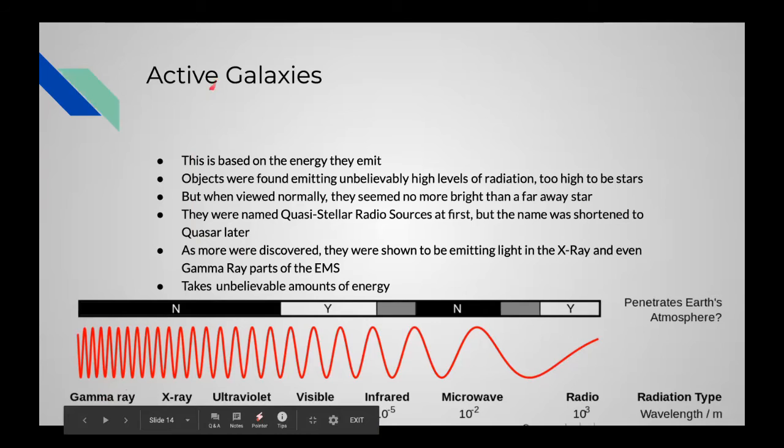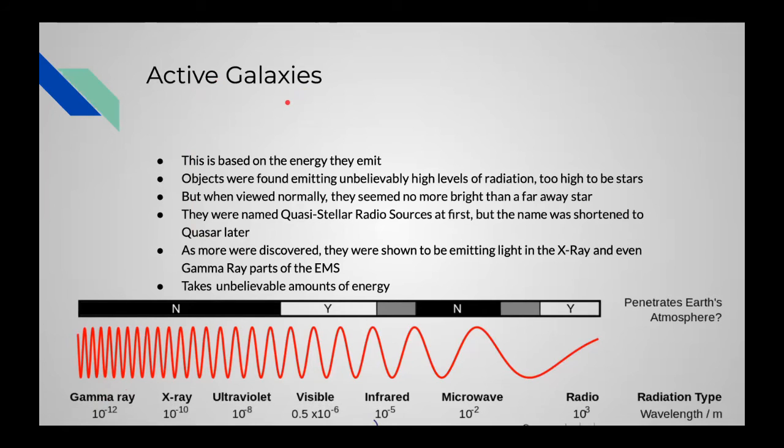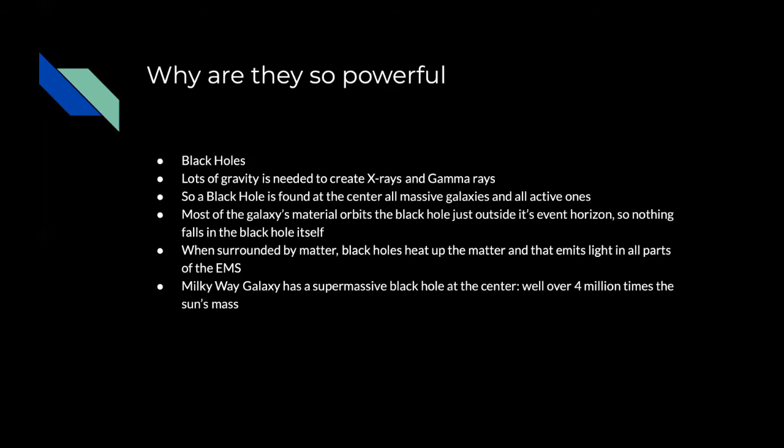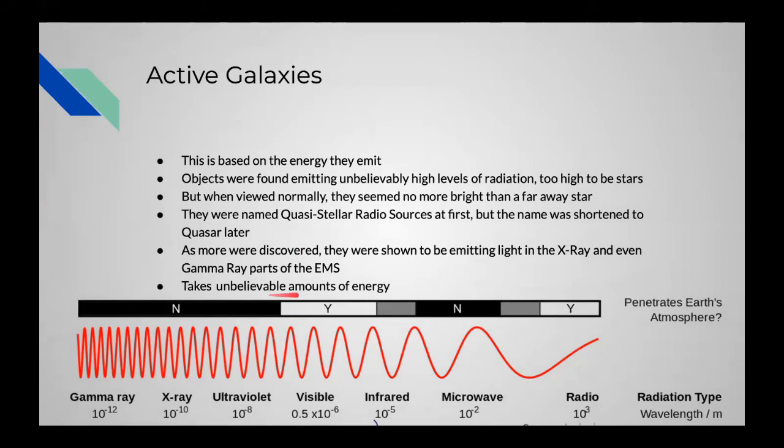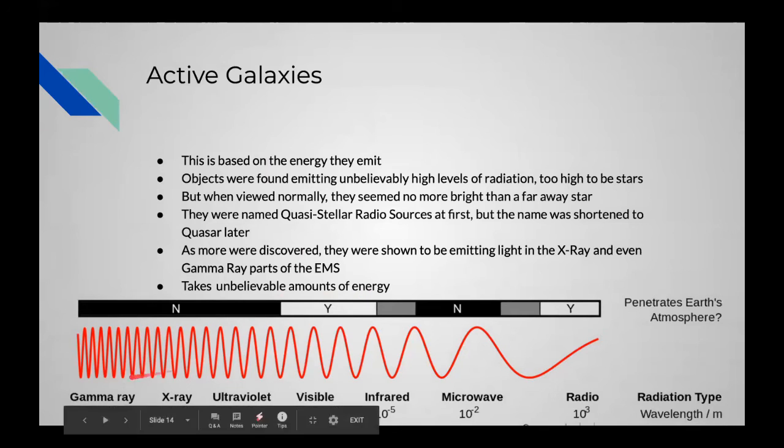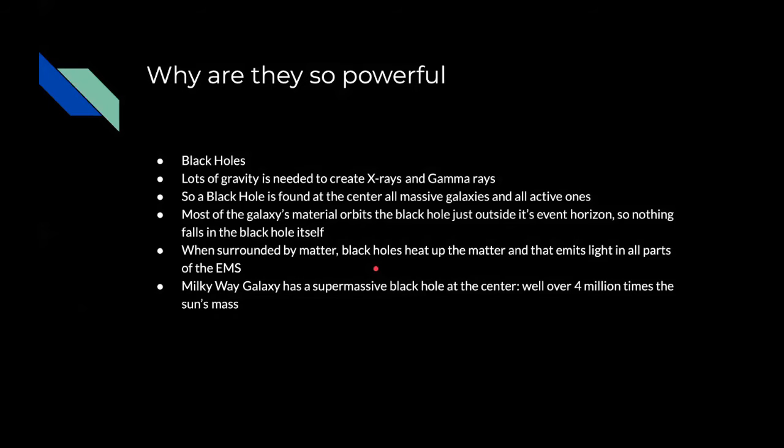And these were later found to be galaxies. But the thing is that they're so powerful that they literally have black holes in them. Because of the amount of energy required, it meant that the gravity of these galaxies must have been incredible. I mean, you need a lot of gravity to create gamma rays, X-rays, and so on. And in order to do that, well, look at black holes. Like I said, you need a lot of gravity to create them. So a black hole is found at the center of all active galaxies, and in fact, all massive galaxies.